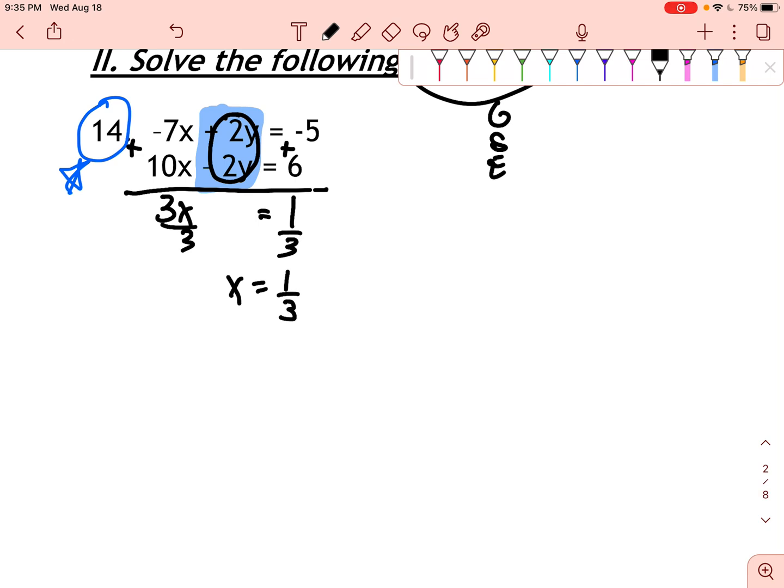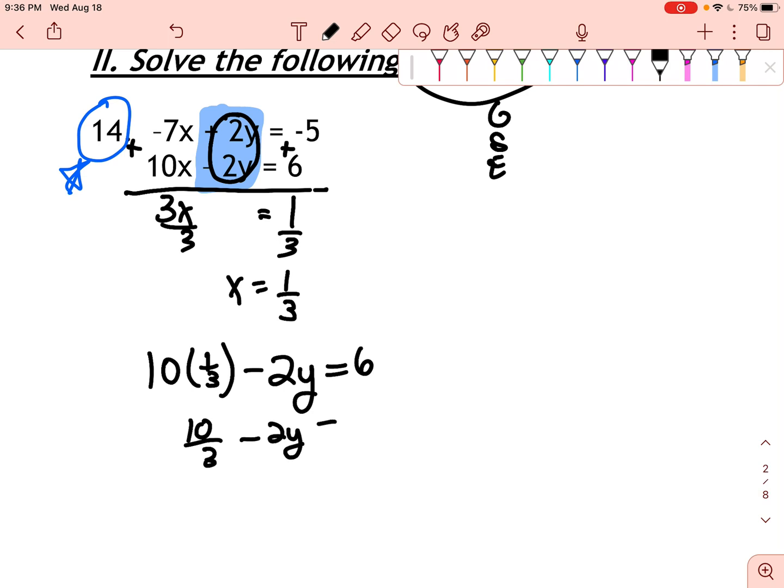Keep in mind that I also have to get our y value, so take that and plug it back into one of the original problems. I'm going to plug it into the bottom one because I am a rebel. 10 times 1/3 minus 2y is equal to 6. So 10/3 minus 2y equals, you know what, I'm going to change this 6 into 18/3 just to make my life a little easier right now. So 18/3 and 6 are equivalent.